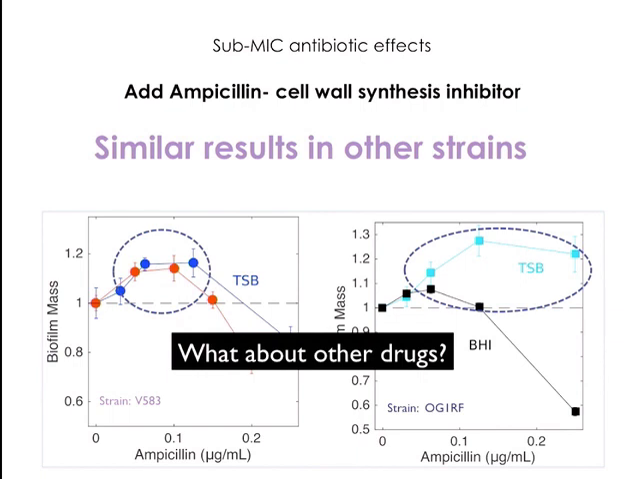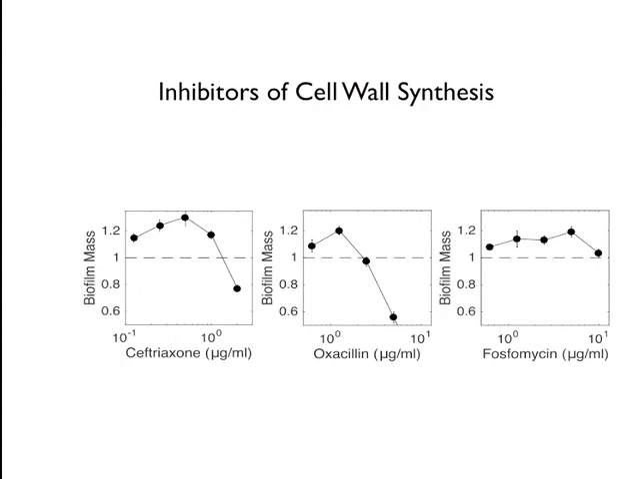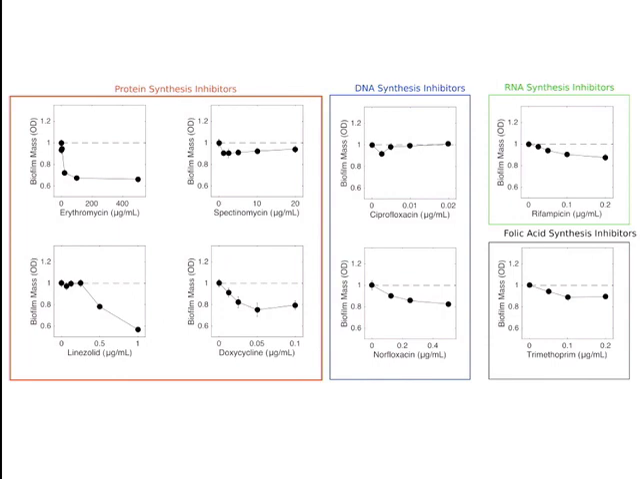So this is a cell wall synthesis inhibitor. We looked at other classes of drugs. When we looked at other inhibitors of cell wall synthesis, we saw something similar, an increase in biofilm at these low concentrations. And then what we found was really, really interesting is when we looked at other types of drugs, protein synthesis inhibitors, those are in red, DNA synthesis inhibitors, that's the middle column, RNA synthesis or folic acid synthesis inhibitors. In all of those cases, we didn't see evidence of this increased biofilm formation.